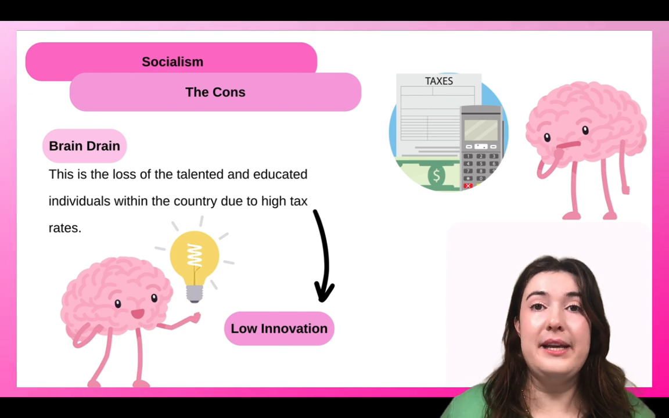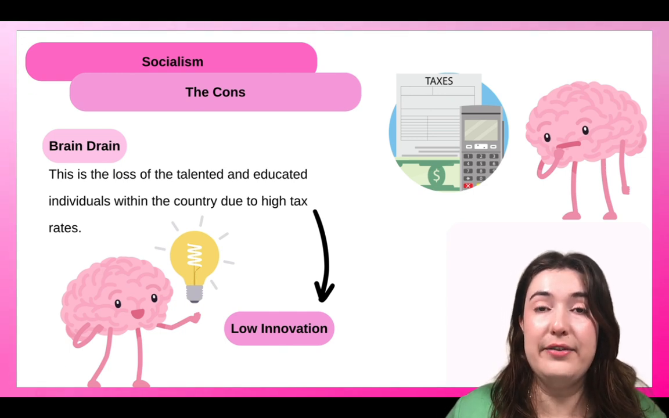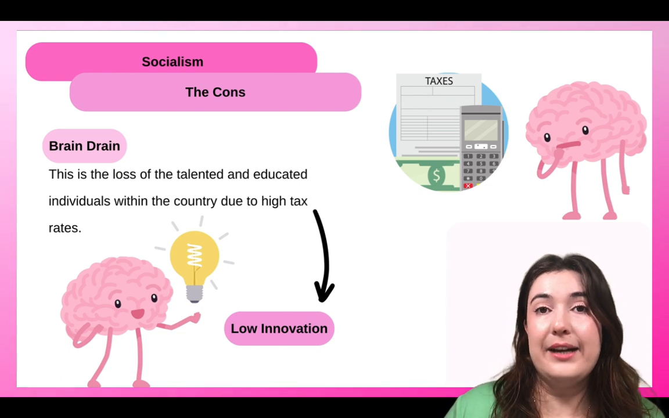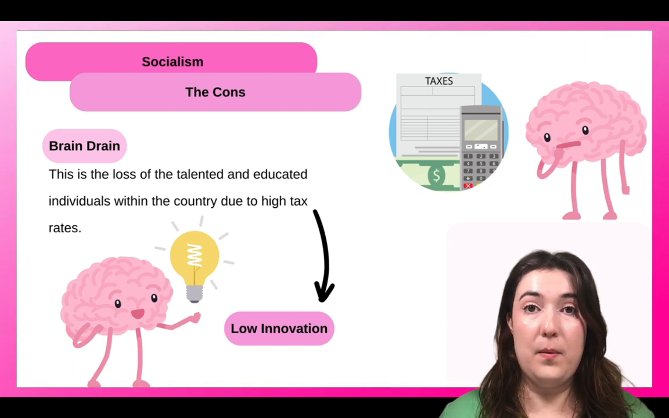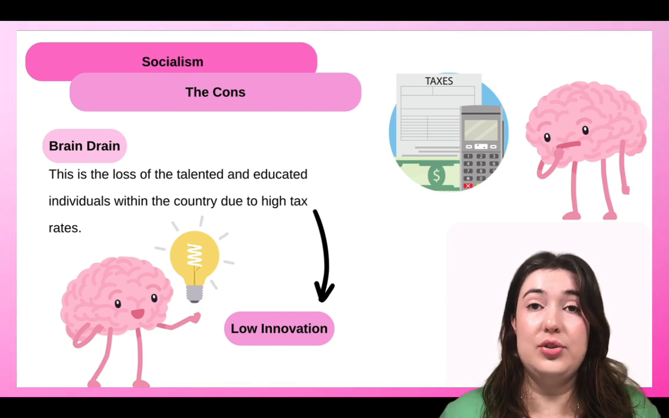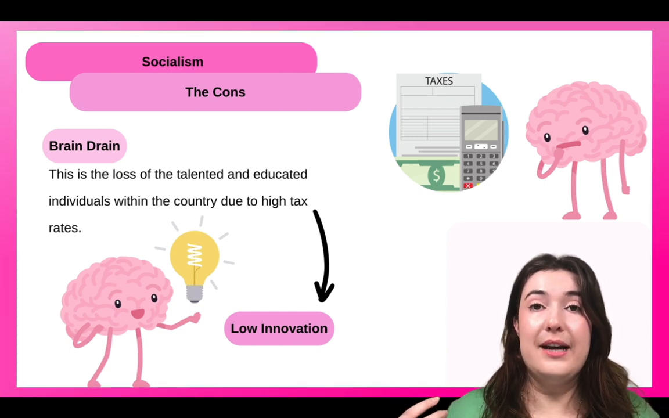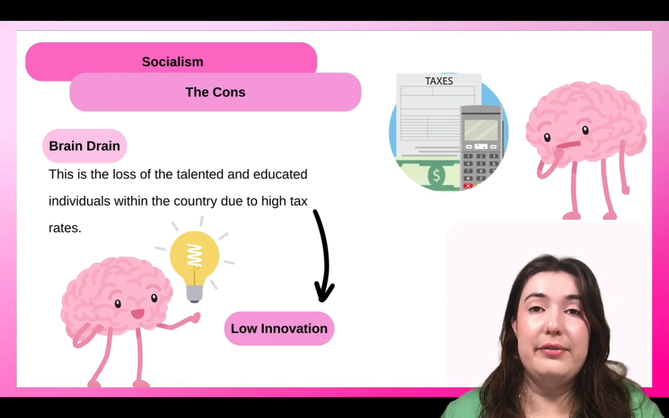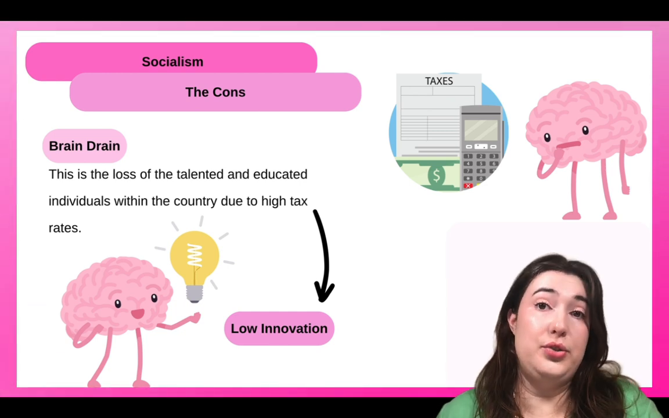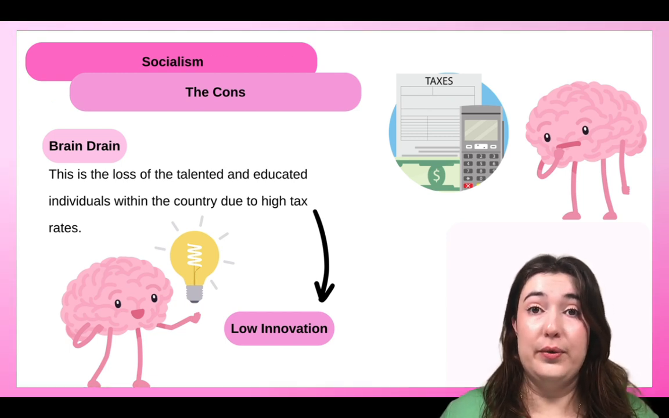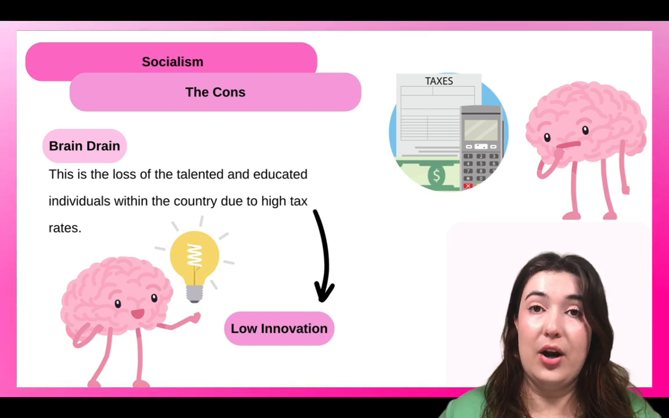So it becomes a big issue for countries that have socialism as the main economic system, because they are driving away those people who are increasing innovation in a country. And that's the second con towards socialism: countries that have socialism don't always innovate as fast as countries that do not have socialism. That is a big issue when it comes to a socialistic economy.